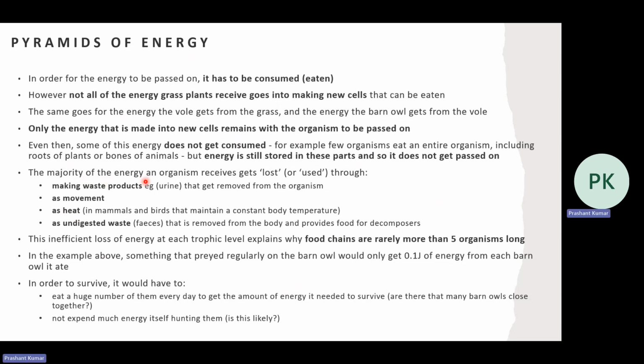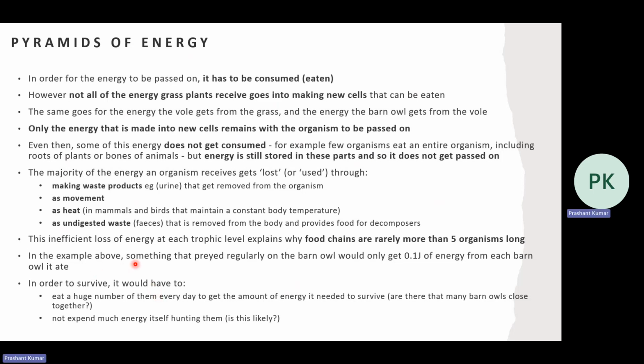The majority of the energy an organism receives is lost through, let's see where, making waste products like urine, movement, maintaining body temperature, undigested waste. So we have discussed in the beginning what are the sources where the energy will be used up. This insufficient transfer of energy at each trophic level explains why food chains are rarely more than 5 organisms long, because as you go up, the energy content keeps on decreasing, right?